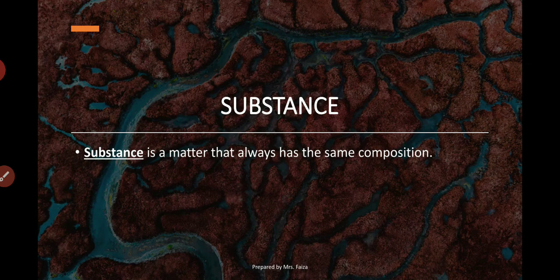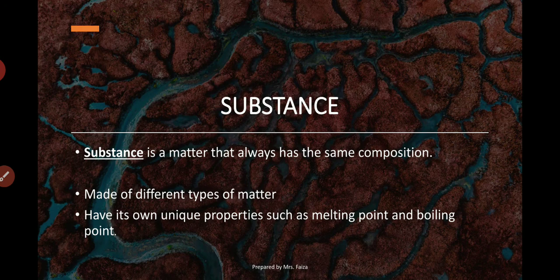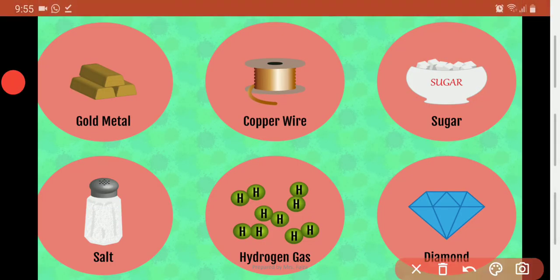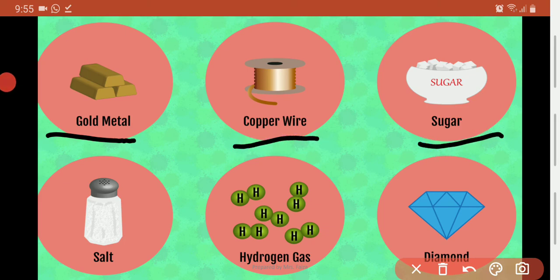Substance. A substance is matter that always has the same composition, which means it never changes. It is made of different types of matter and has its own unique properties such as melting point and boiling point. Examples of substances: gold, metal, copper, sugar, diamond, hydrogen gas.